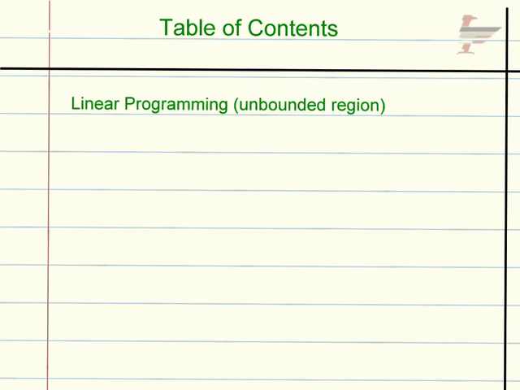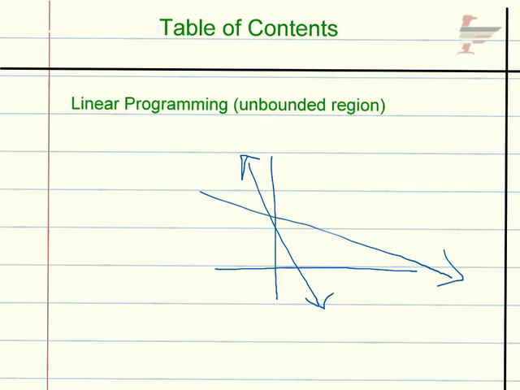This video is going to be a linear programming example, just a generic example, so it's not a word problem, but it's going to be an example of an unbounded region. And just to clarify what I mean by unbounded region, if you have a graph, and let's just say we're in the first quadrant, and you have several constraints, maybe you have this line, and this line, and this line.